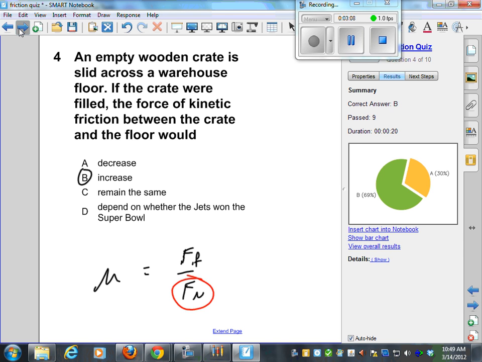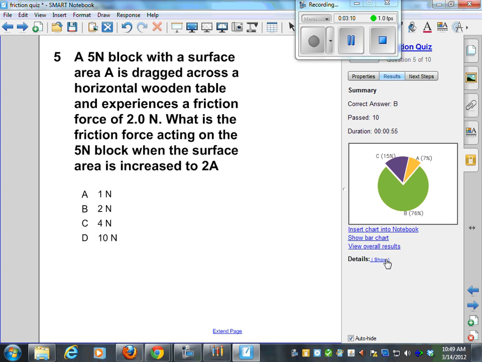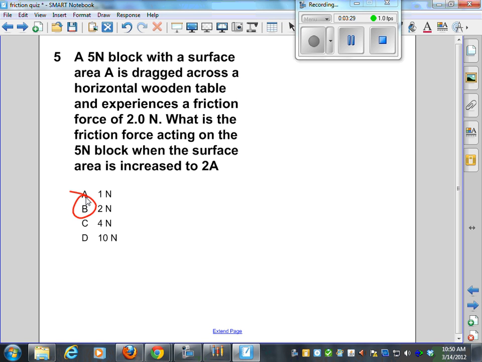A 5 Newton block with a surface area A is dragged across a horizontal wooden table and experiences a friction force of 2 newtons. What is the friction force acting on the 5 Newton block when the surface area is increased to 2A? Jory, what's the correct answer? B, exactly the same. The surface area does not change the friction force. It's only the nature of the materials and the mass, right? How do we do there?